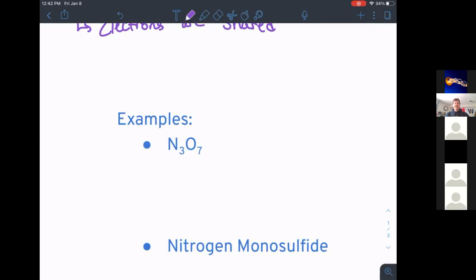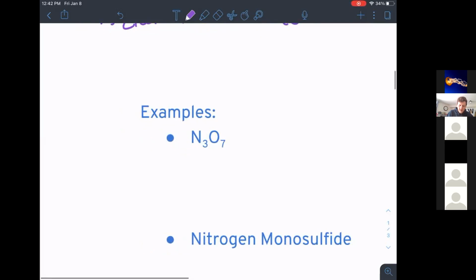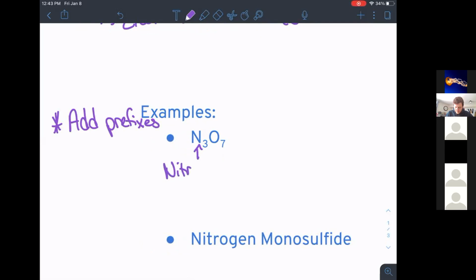Now, when we're going to the name, it does make it a little easier for us because all we need to do is know our elements and we need to know prefixes. So for covalent compounds, we add prefixes. So first, just like before, we identify our elements. So what is N from the periodic table? Nitrogen. And oxygen.